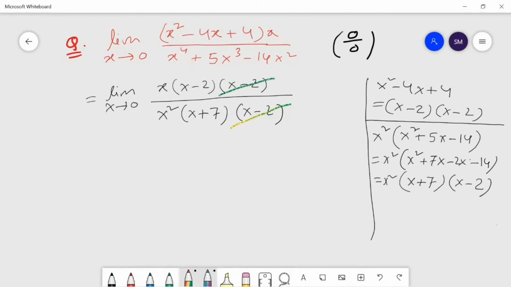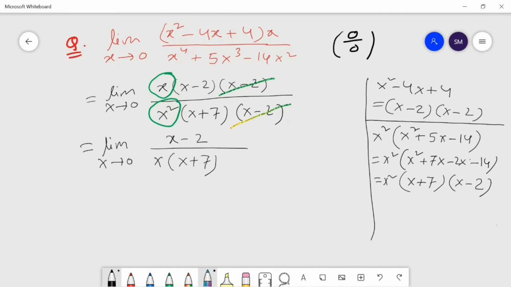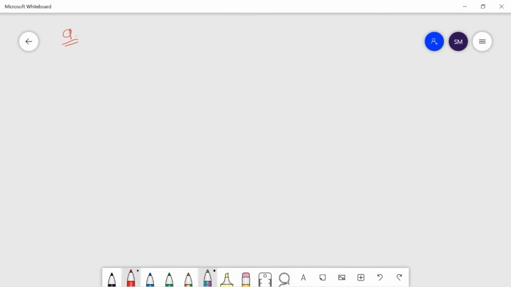So x minus 2 will cancel out, then you have here x and x square. So this one x will cancel out. So we'll have now limit x tends to 0, x minus 2 over x and x plus 7. But still, after all simplification, we see that there is an x in the denominator. Therefore, the limit does not exist.